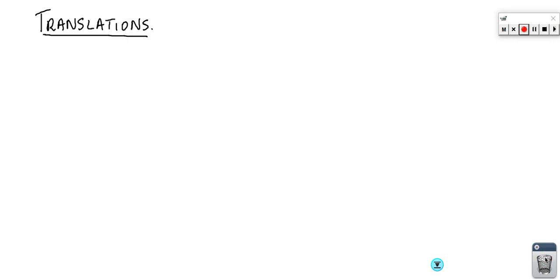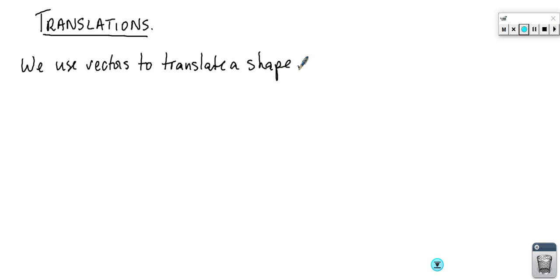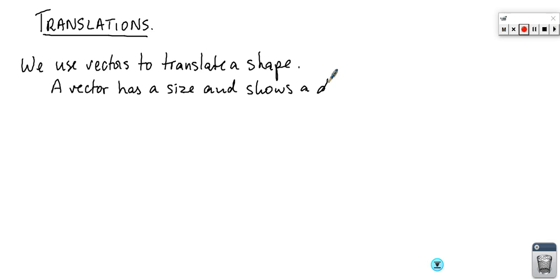Now, translations are carried out using vectors. So we use vectors to translate a shape. A vector has two properties. A vector has a size and shows a direction. In our case, we're going to be limited to knowing what is the direction. We're not going to be asked for the size of the vector in this topic, so I'm going to limit myself to showing how to find the direction using the vector.